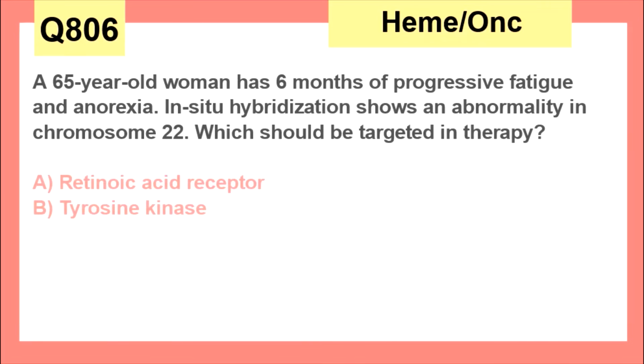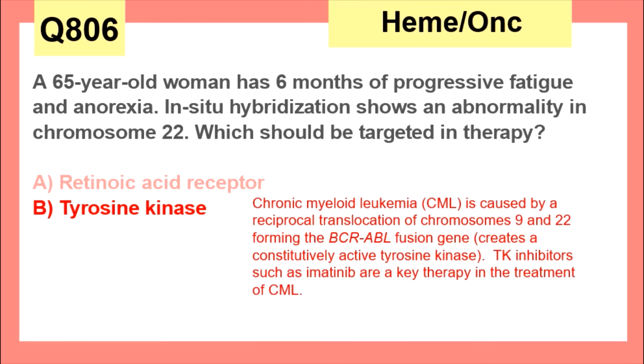806, a 65-year-old woman has 6 months of progressive fatigue and anorexia. In situ hybridization shows an abnormality in chromosome 22. So she has fatigue and anorexia. Sounds like a malignancy. Which malignancy affects 22? That's the Philadelphia chromosome tyrosine kinase. We want to target that. This is chronic myelogenous leukemia, the Philadelphia chromosome, BCR-ABL fusion.